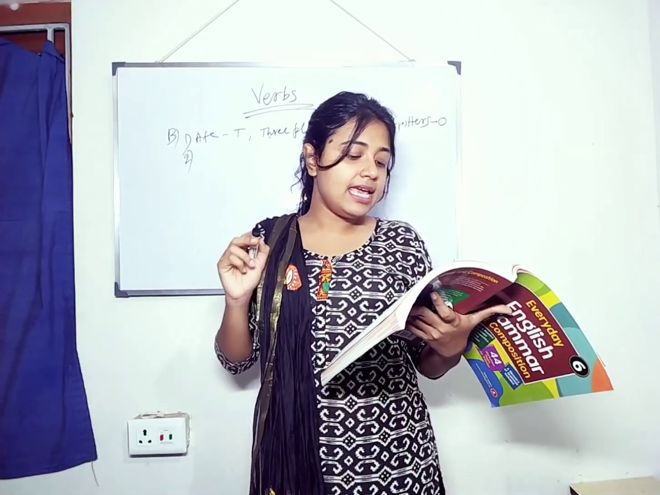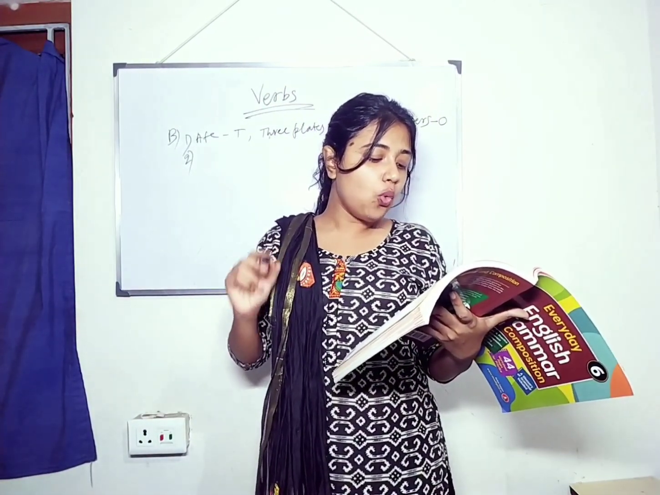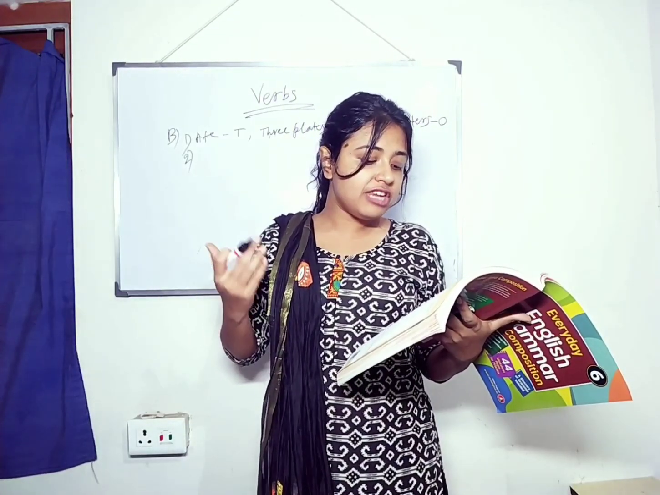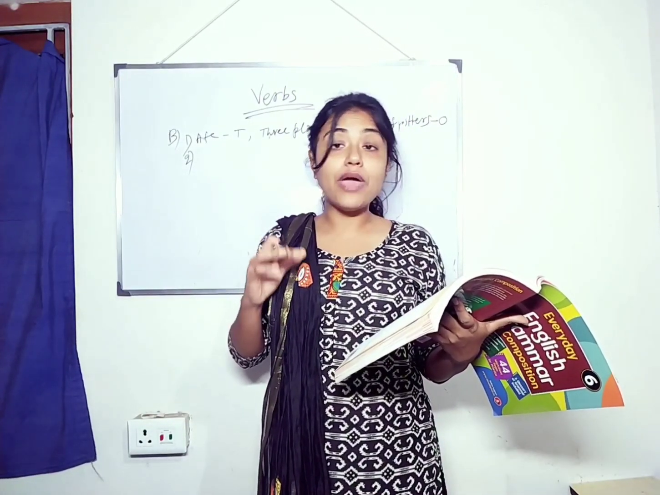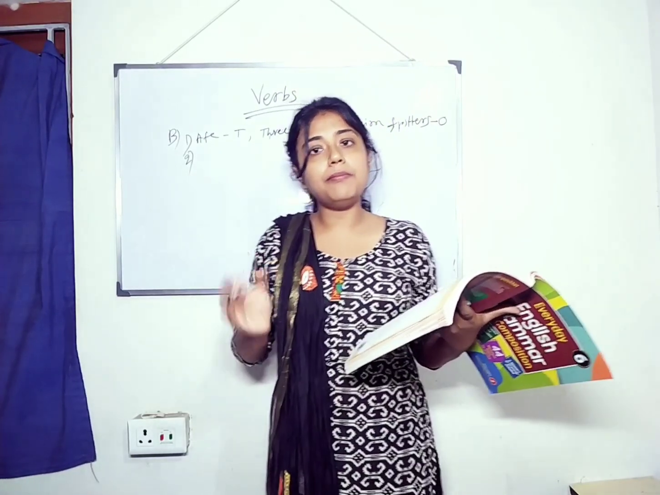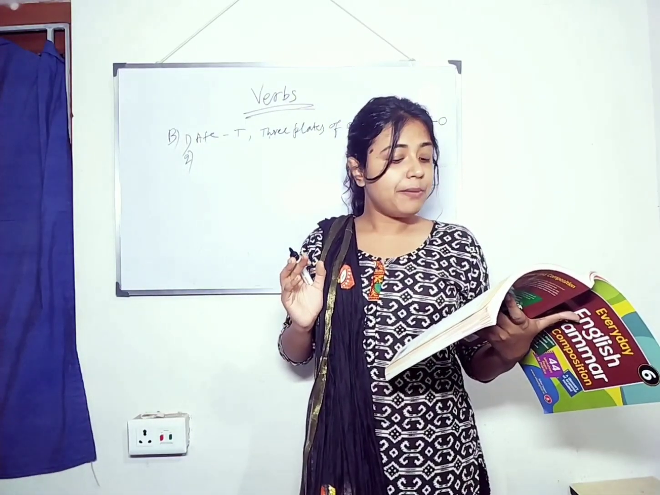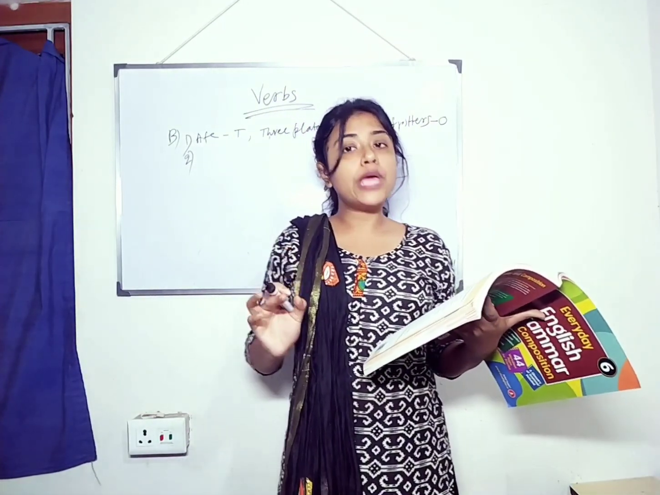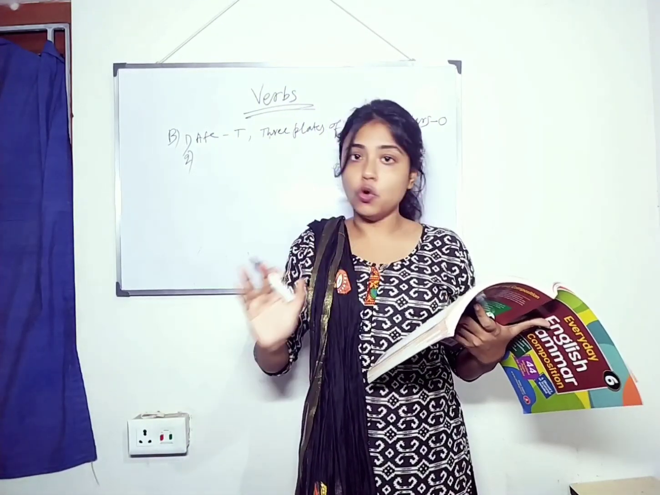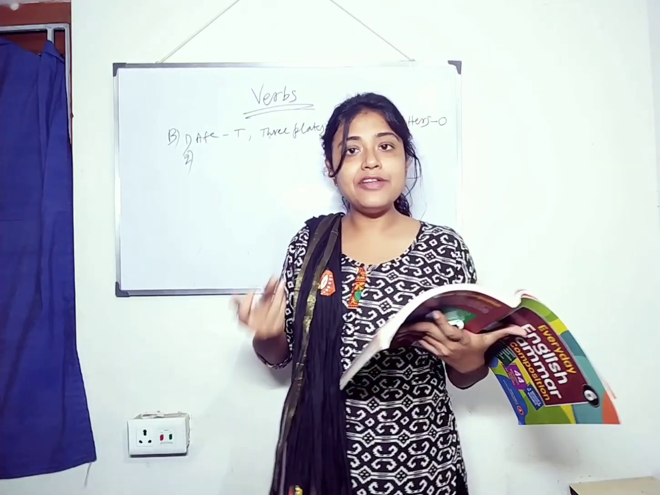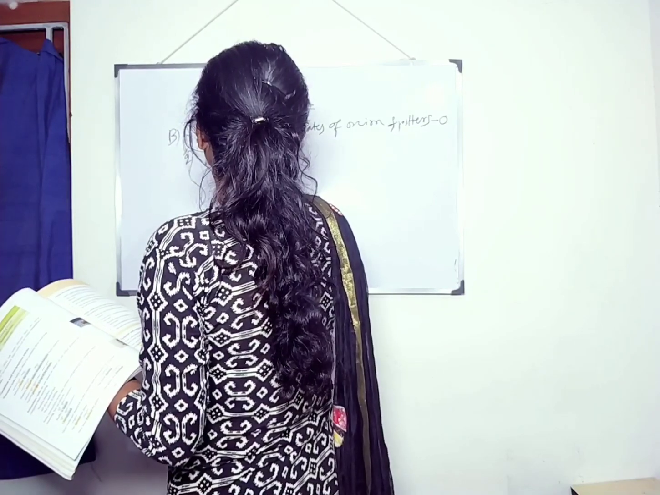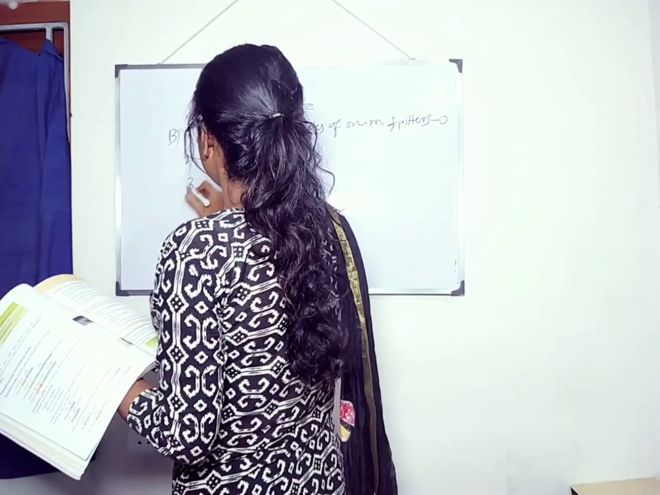Number 2. 3 men in masks were walking in the park. The main verb is walking. There is another verb, but it is the helping verb. Walking is the main verb. In the park, do we have any object here? No. So it will be clearly intransitive. So walking, intransitive.